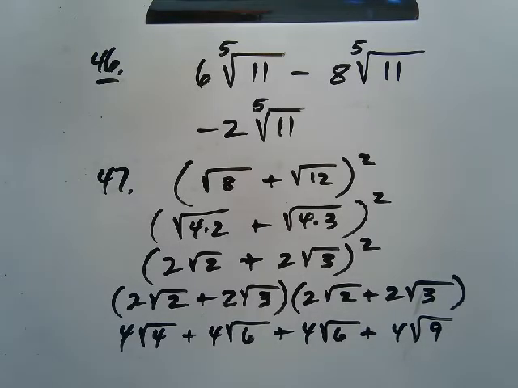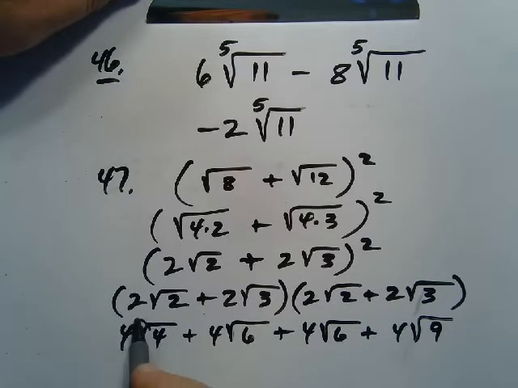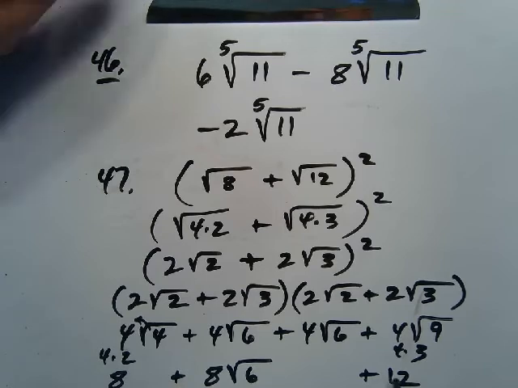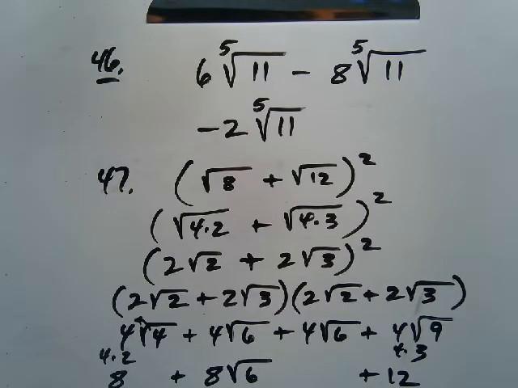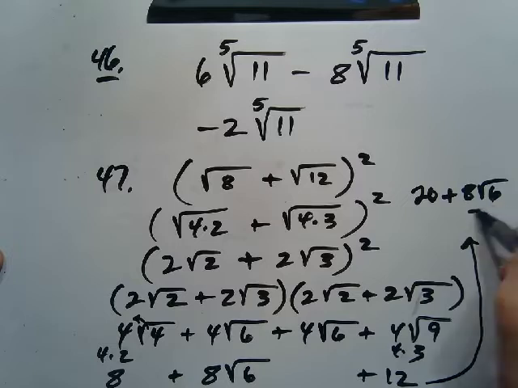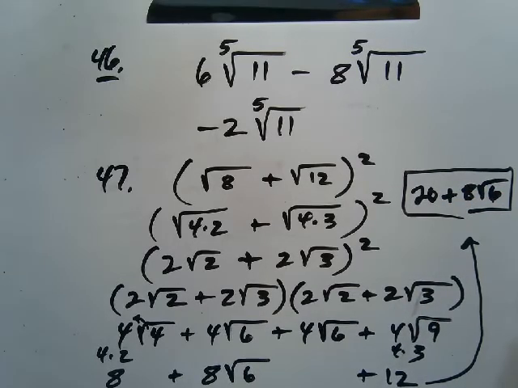Okay, we're going to clean this up a little bit. We're just going to do it in one more step here. The square root of 4 is 2. So this is 4 times 2, or 8. These are like radicals and can be added together: 8 root 6. And the square root of 9 is 3, so 4 times 3 is 12. So here's my final answer, except I need to add the 8 and the 12 together. I'm out of room here, so let's put it up here. 8 and 12 is 20, plus 8 root 6. There would be your final answer. 20 plus 8 root 6.